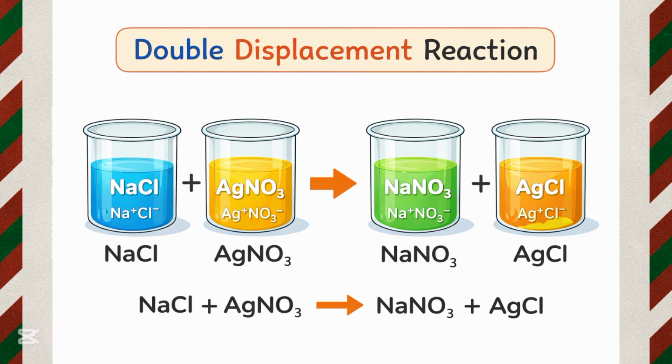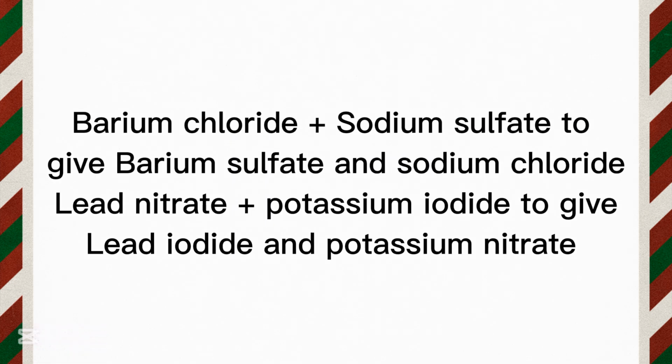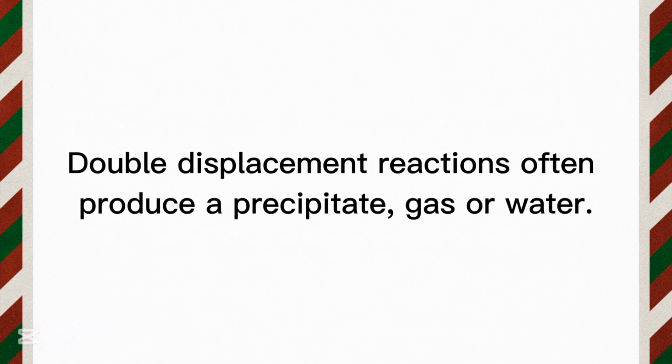Now, what happened here is that it's just the position that they exchange, where sodium takes the position of silver and silver takes the position of sodium, where we now have sodium nitrate and silver chloride. This image clearly gives the definition of double displacement reaction, where two compounds exchange their ions to form new compounds. Other examples: barium chloride plus sodium sulfide produces barium sulfide plus sodium chloride. Lead nitrate plus potassium iodide produces lead iodide plus potassium nitrate. Double displacement reactions often produce a precipitate, gas or water.